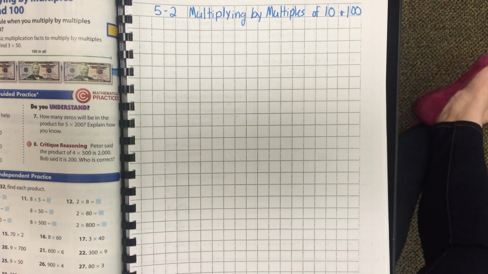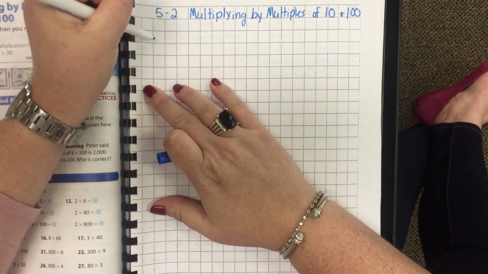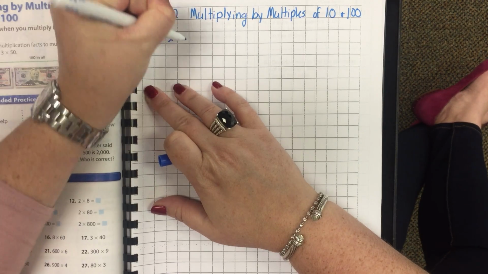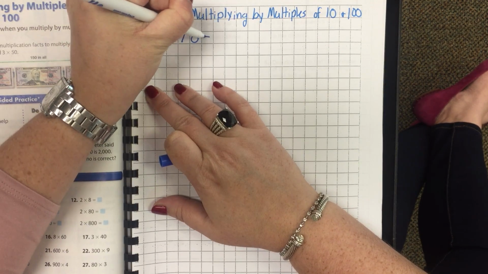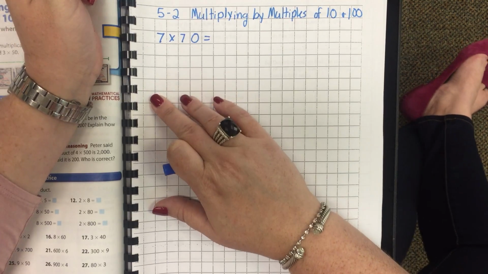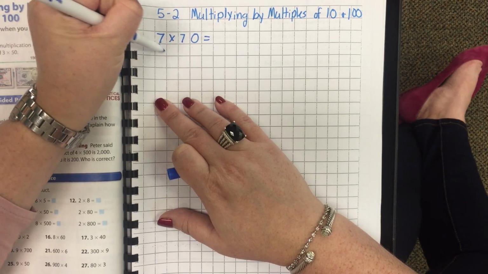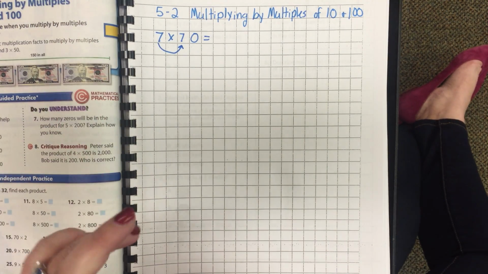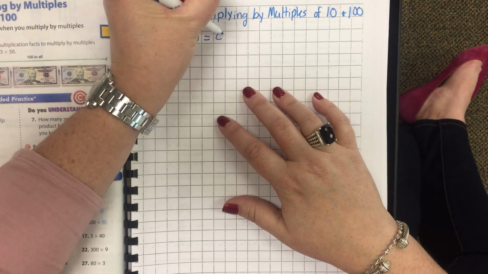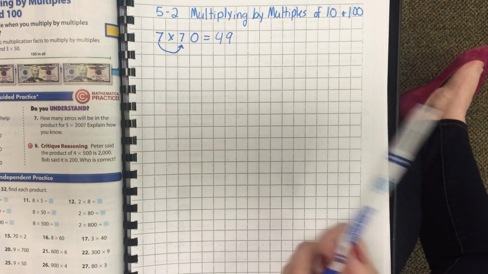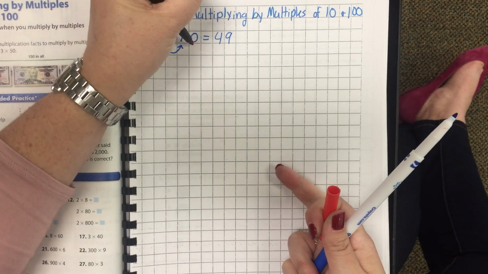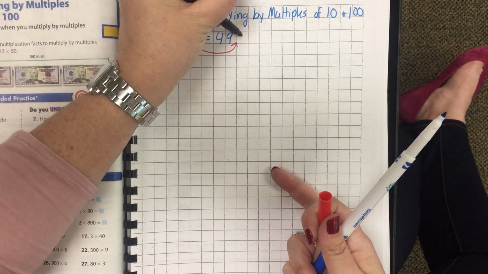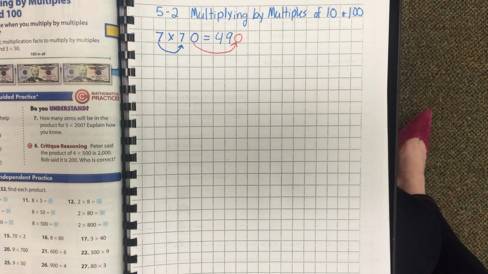So let's say I have 7 times 70. First, all I do, what is 7 times 7? We should know this. 49. 7 times 7 is 49. And then I just tack on that 0 on the end. That's it.